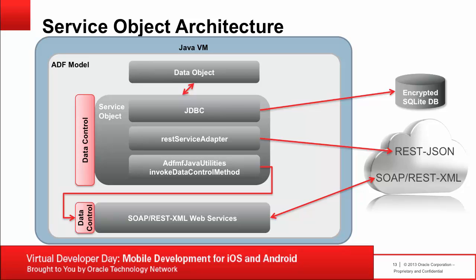The actual implementation of the data retrieval can be JDBC to a SQLite database, access to a REST JSON object via a REST service adapter class, or invoking other data controls like the web services data control or URL data control to invoke SOAP or REST XML web services. A service object can also use another Java method like file.io to retrieve data.